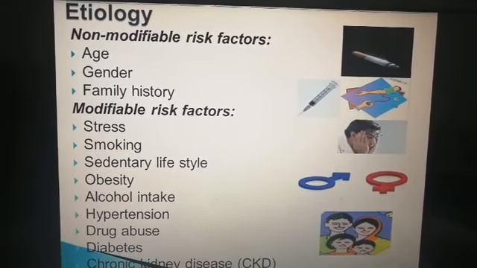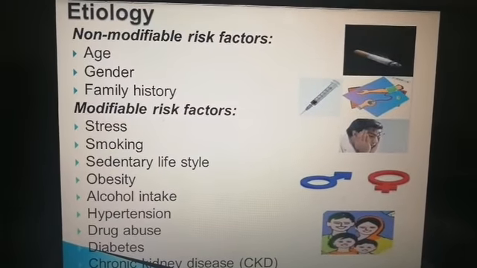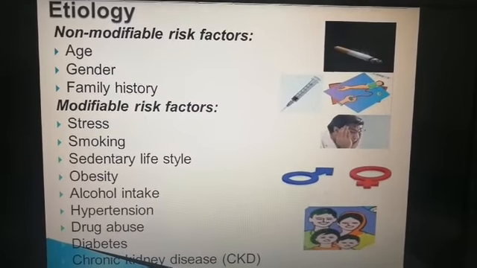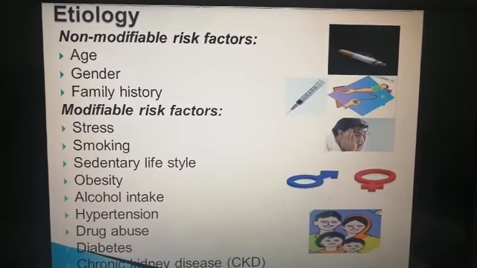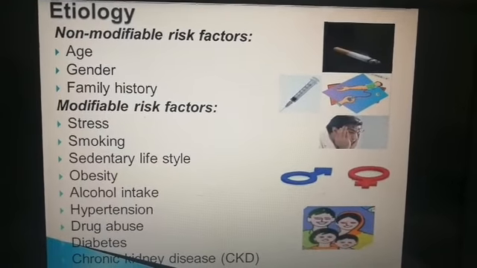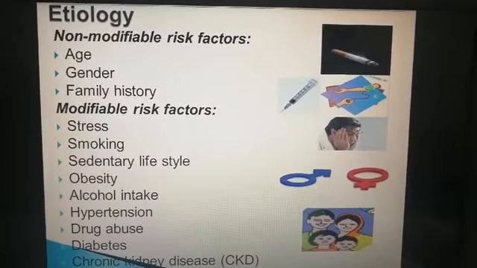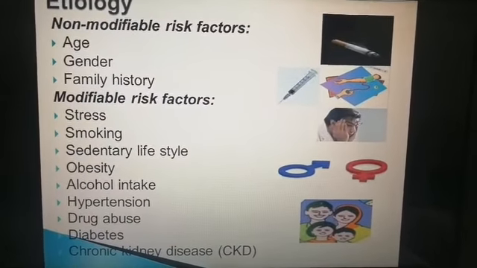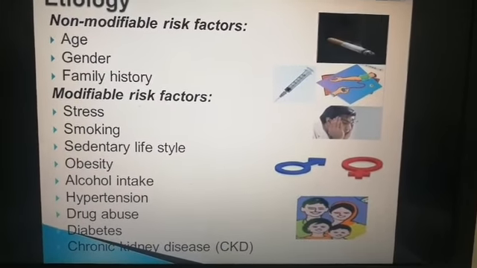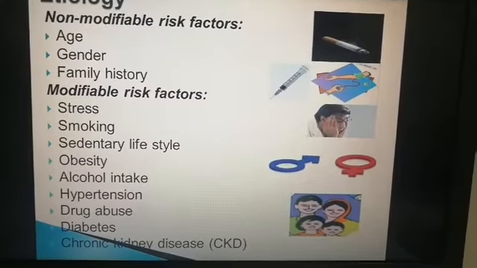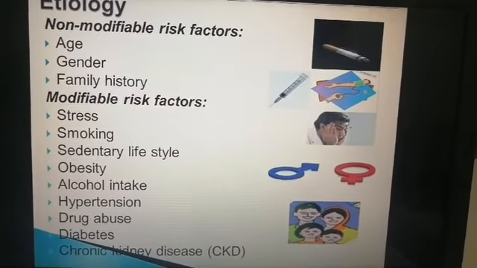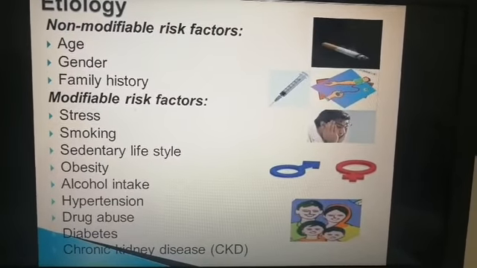And the etiology is very simple: non-modifiable risk factors and modifiable risk factors. Non-modifiable risk factors are those which cannot be corrected or modified. These include age, gender, and family history. Modifiable risk factors include stress, smoking, sedentary lifestyle, obesity, alcohol intake, hypertension, drug abuse, diabetes, and chronic kidney disease. This is the list of modifiable risk factors.